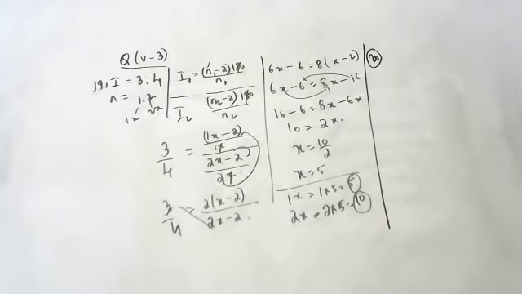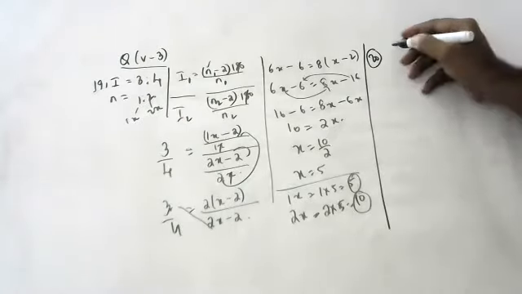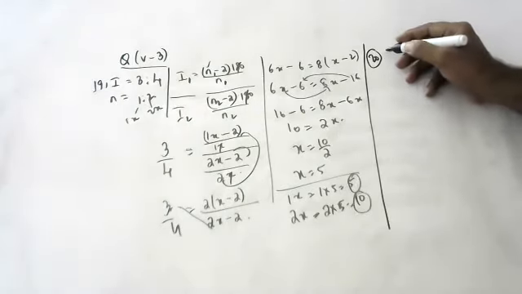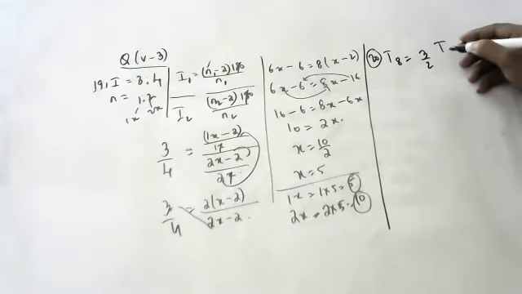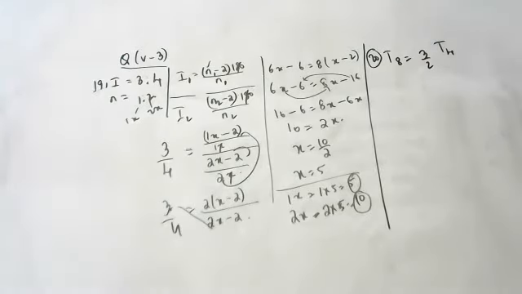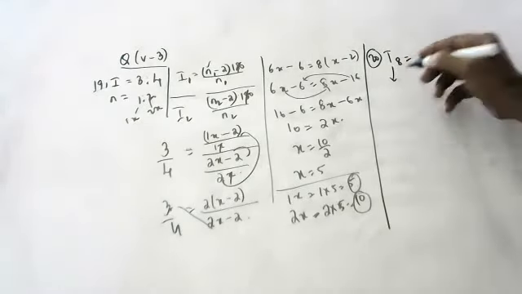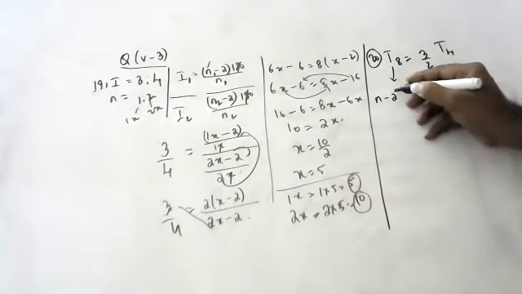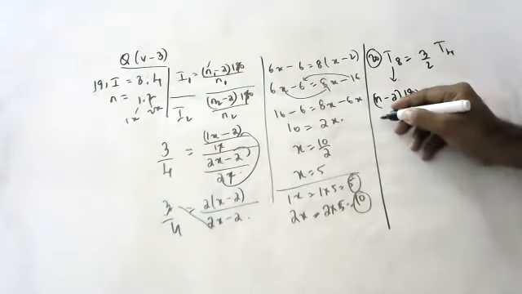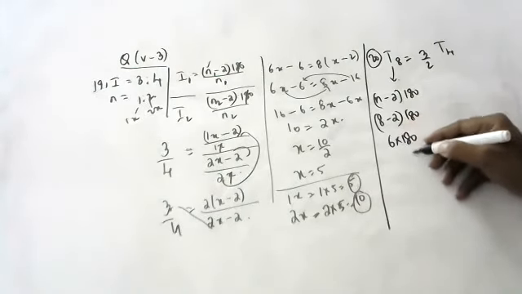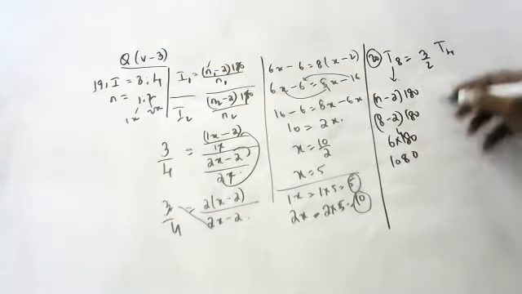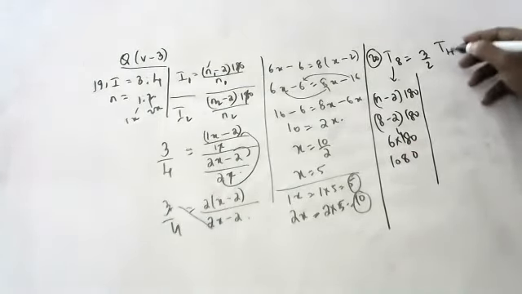Show that the angle of a regular octagon is 3 by 2 times that of a square. Show that the total angle of octagon is 3 by 2 times the total angles of square. Just tell me what is the total angle of octagon formula? (n minus 2) into 180. How much? 8 minus 2 into 180, 6 into 180, how much? 1080.